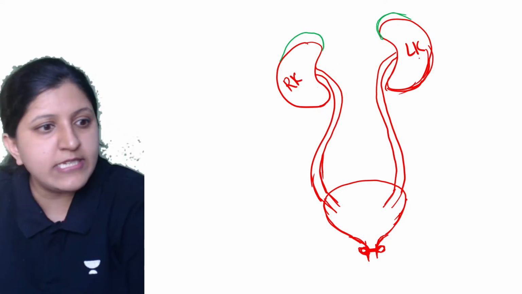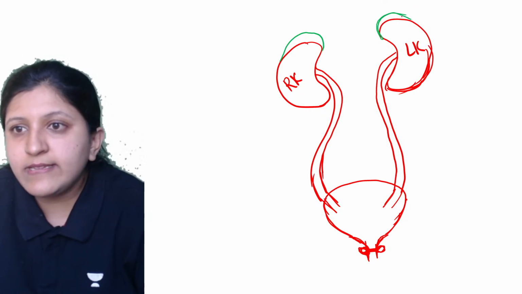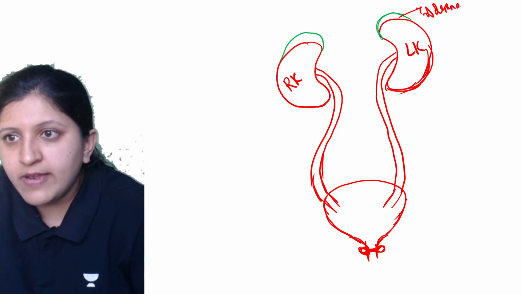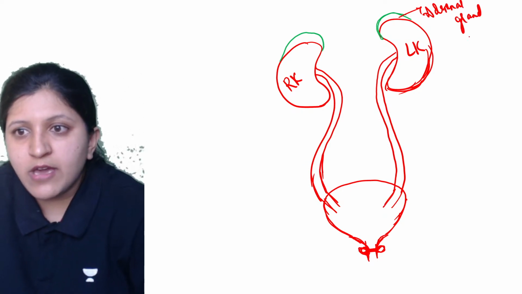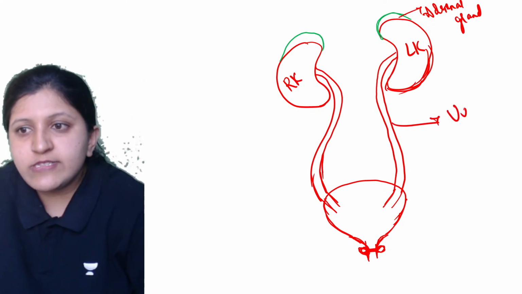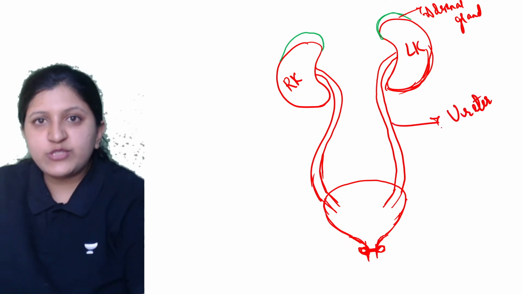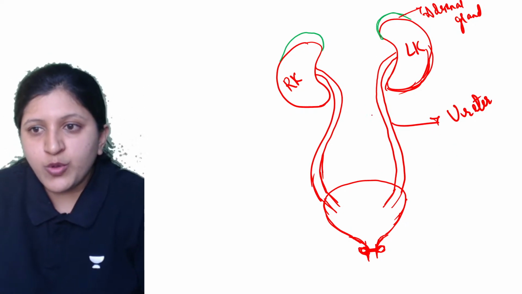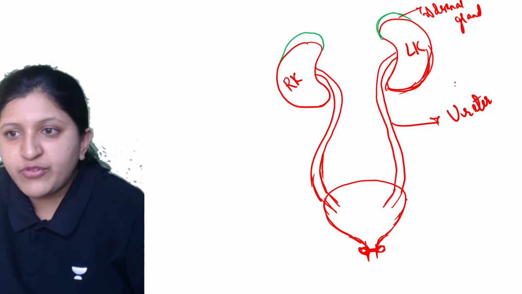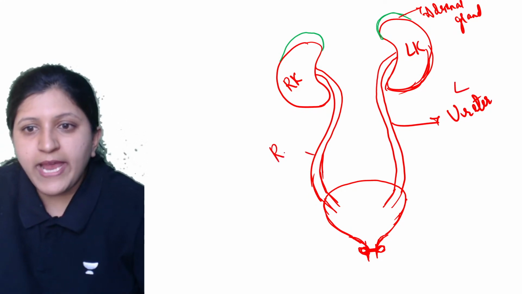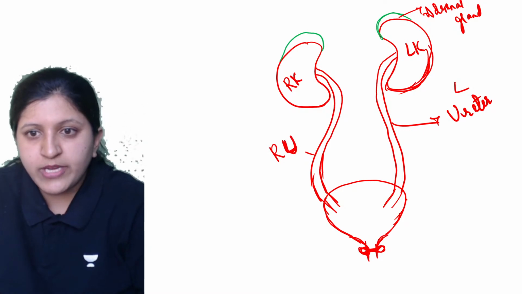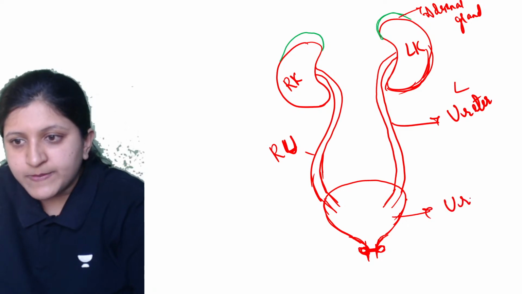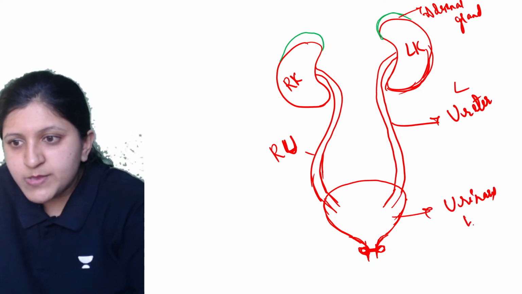So this is the right kidney, this is the left kidney, and this part is the adrenal gland. Then you can see a ureter over here. This diagram is not yet complete, you still need to draw the aorta and vein also. This one is the left ureter, this one is the right ureter, and this one is the urinary bladder.